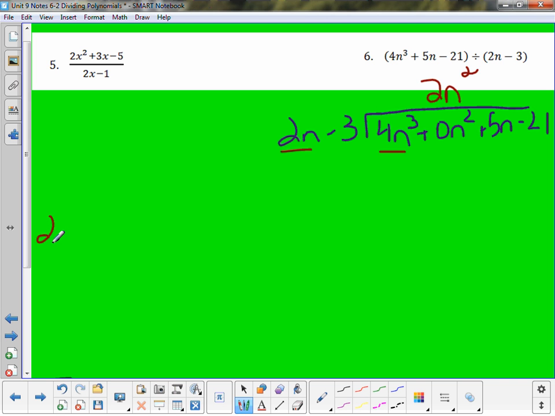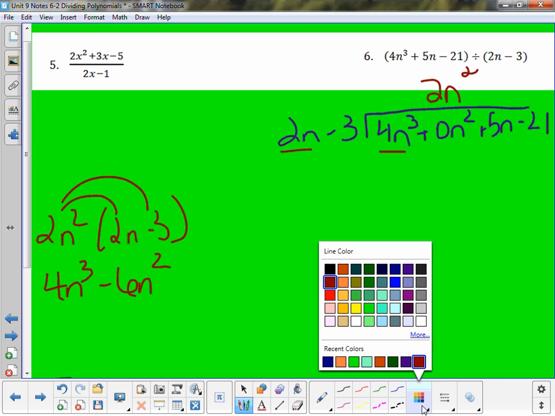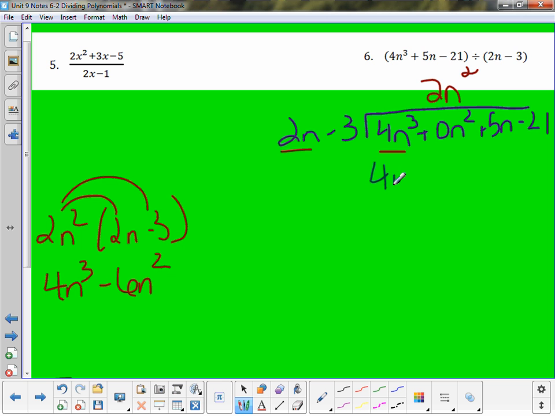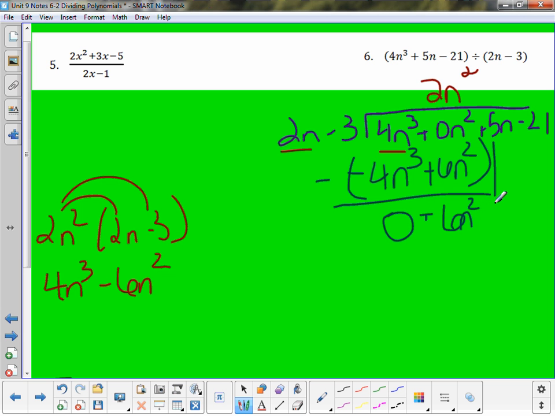Okay, so then I'm going to take 2n squared times 2n minus 3 and distribute that in. So I'm going to end up with 4n cubed minus 6n squared. So I'm going to go ahead and write that down over here. So I have 4n cubed minus 6n squared. Now, that's being subtracted off, so I change the signs of everything. 4n cubed minus 4n cubed, that's going to cancel out to 0. 0n squared plus 6n squared is going to give me 6n squared. So now we want to bring down that 5n.